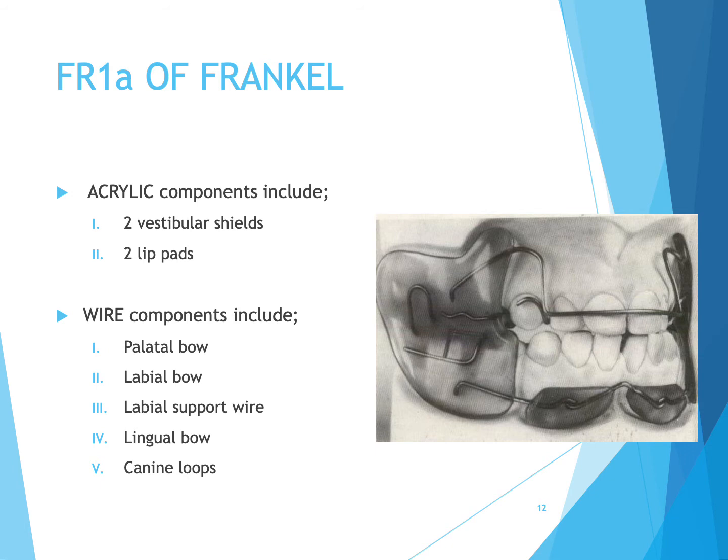Now, what are the components of FR1A of Frankel? There are two components, acrylic and wire. For the acrylic components, they have two vestibular shields and two lip pads. So they don't have lingual pads as FR2. For the wire components, they have a palatal bow, labial support wire, lingual bow, and canine loops. So the wire and the acrylic components of FR1A are less than FR2 of Frankel.